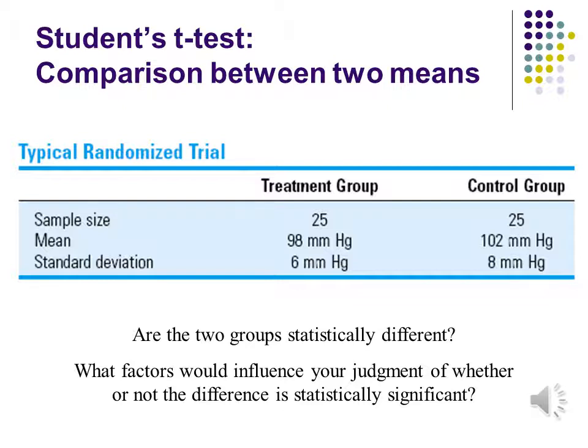Influence your judgment of whether or not the difference is statistically significant. So we kind of touched on some of those already. The sample size would make a difference. Remember, the larger the sample size, the higher the power, the more likely to see a difference. A larger difference between the means would indicate more likelihood of a statistically significant difference. And a smaller deviation would make it more likely that these would be statistically significantly different from each other as well, because the spread of the data isn't as much.